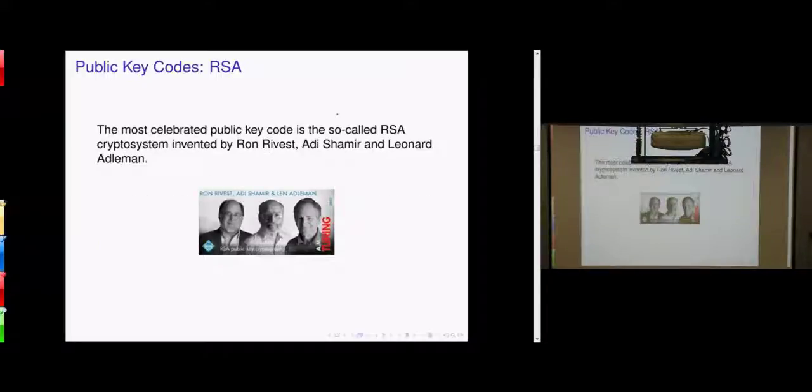Okay. So what is RSA? The most famous public key code is the so-called RSA crypto system, invented by R, S, and A. The picture resolution is not too good, but these three people won the Turing Award, which is the best award in computer science.